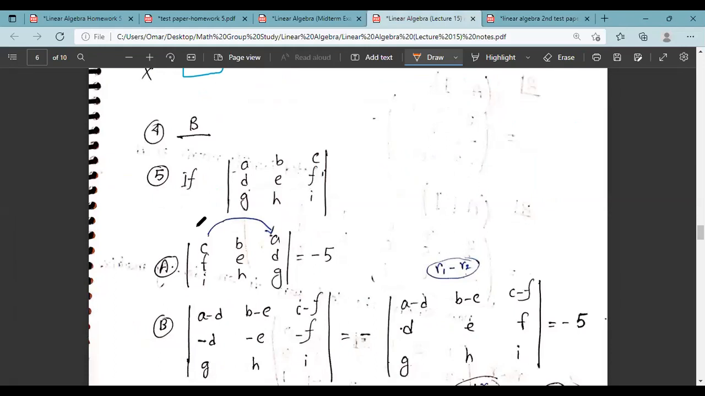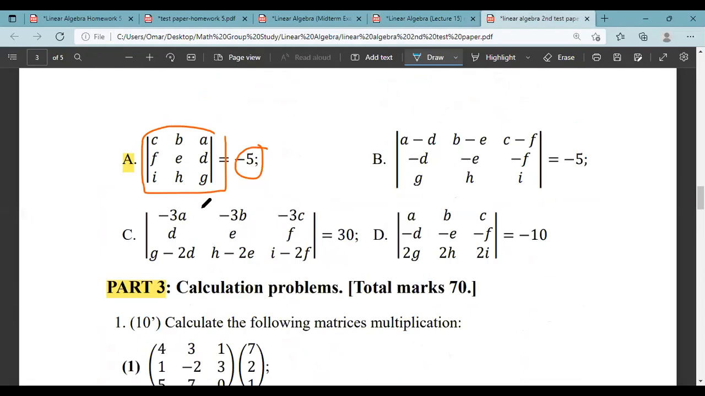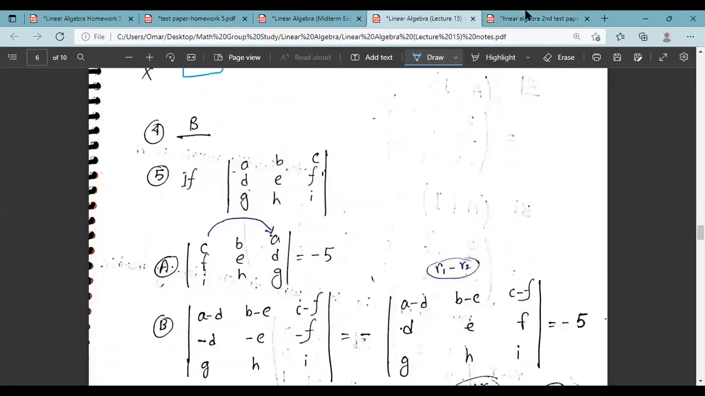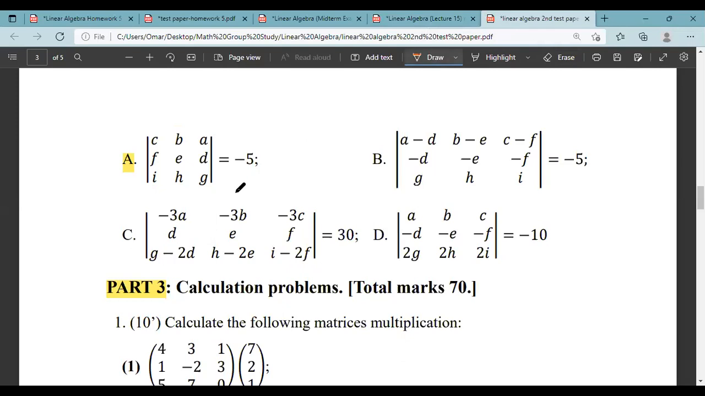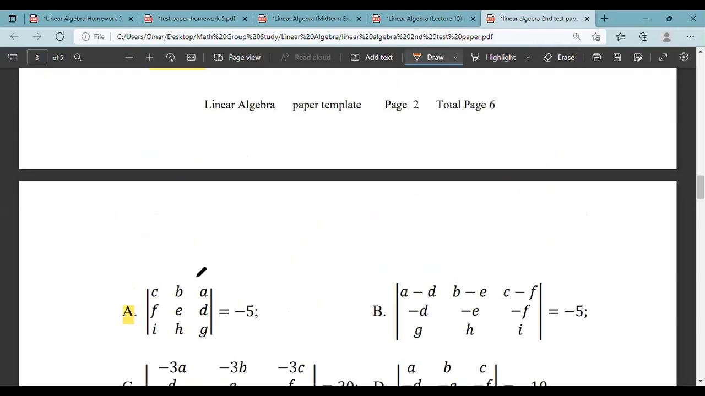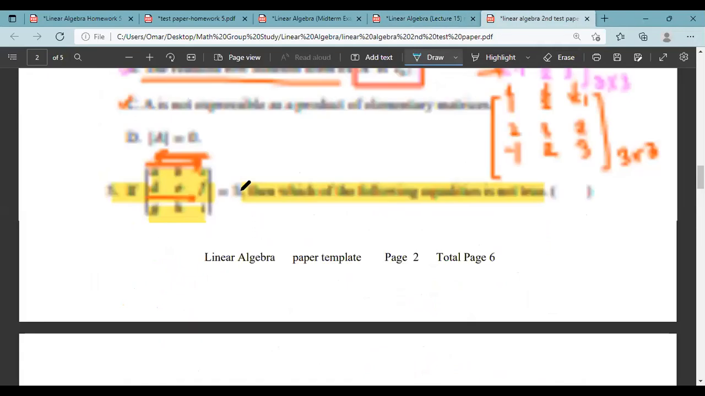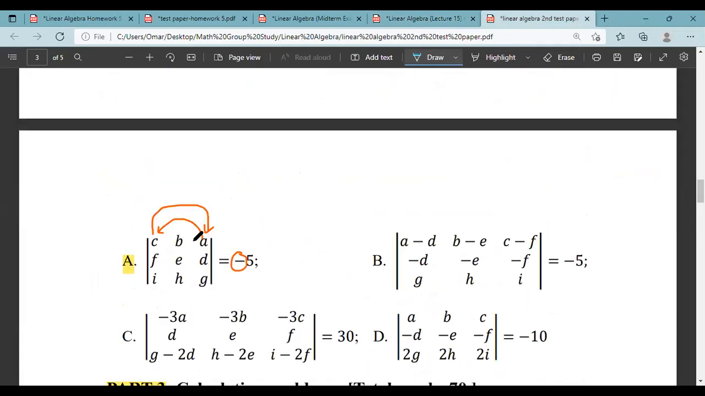So from the formula, CFI, ADG, okay, so not that way. Okay, let me explain again. So here they are just flipping the column. So this column was here, and this column was here. So if we flip the column, or if we just exchange the column, we will get a minus sign here. Okay, we will have to write down a minus sign here. So the initial value was 5, and then when we exchange the column, we will get a minus sign here. So this one is correct.